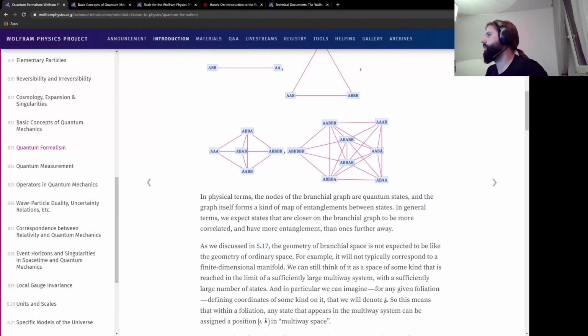In physical terms, the nodes of the branchial graph are quantum states, and the graph itself forms a kind of map of entanglements between states. In general terms, we expect states that are closer on the branchial graph to be more correlated and have more entanglement than ones farther away.